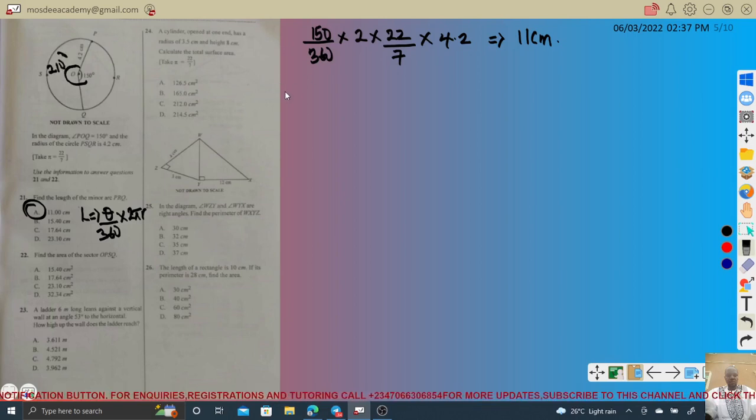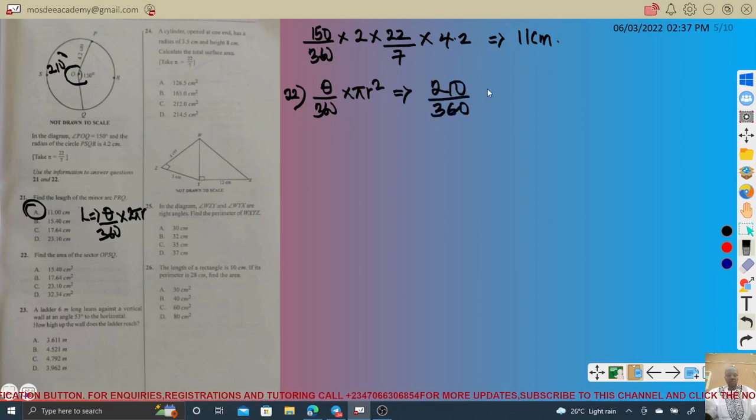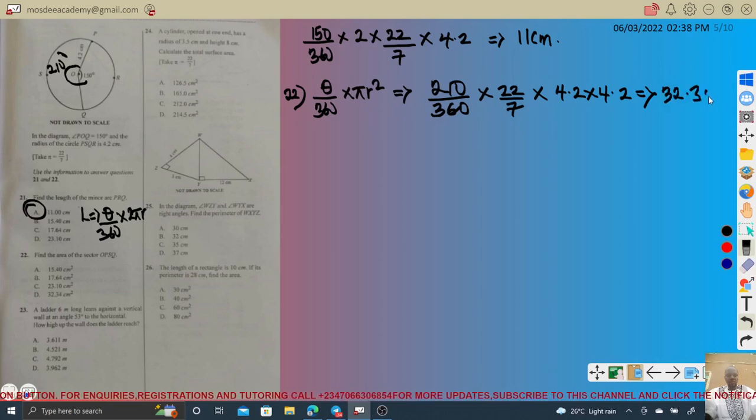So for question 22, my dear student, the formula for sector area is theta over 360 times pi r squared. So that is just only technicality. The angle is 210 over 360 times 22 over 7 times r squared, which is 4.2 times 4.2. Follow the same method. 22 times 4.2 times 4.2 times 210 divided by 2520. If you follow that way, you are going to have 32.34 centimeters squared. Yes. And that will tally with an option. I think that is D. That is the answer for this.